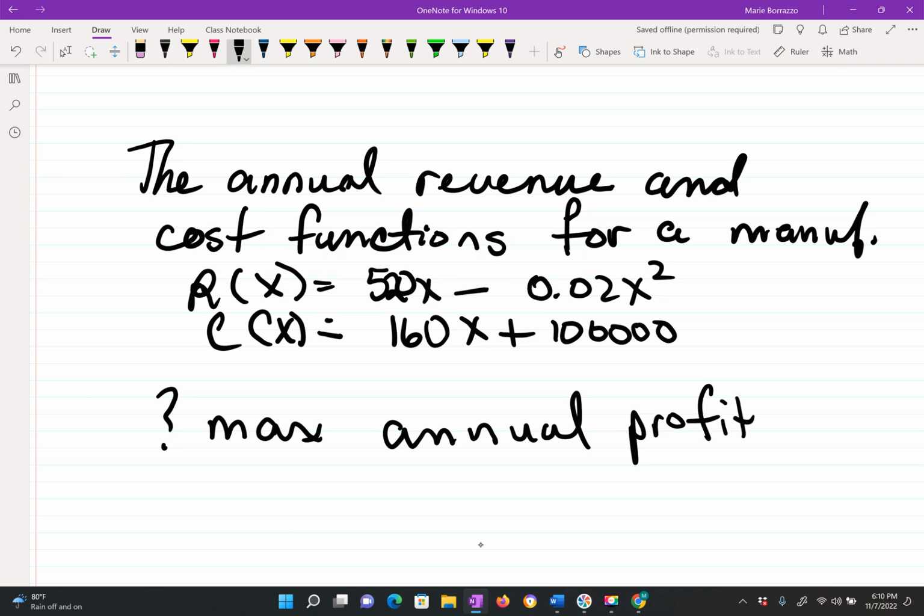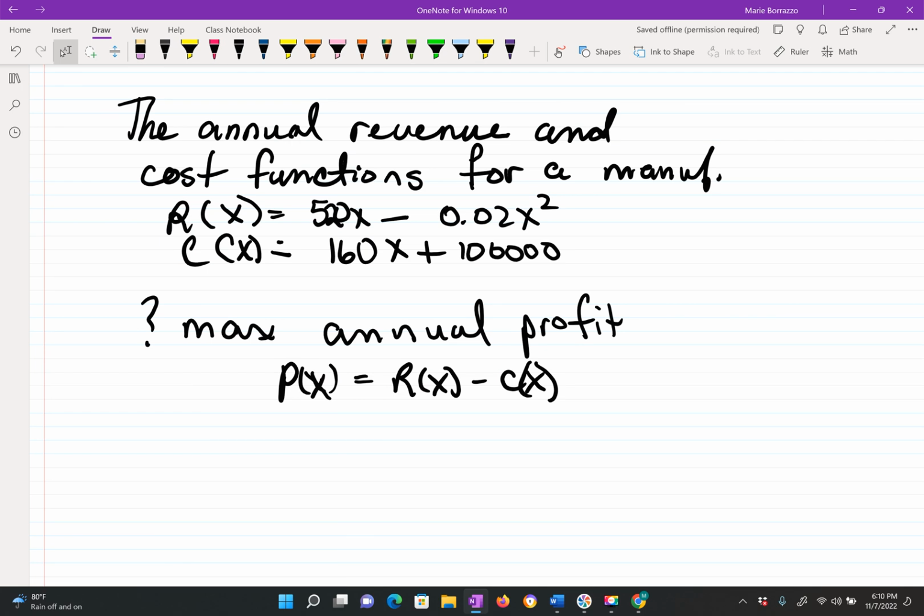Again, you have to go back to your formula, P of x, which is R of x minus C of x. See if you can follow the instructions on the previous question and see if you can answer this. Go ahead, and actually, I'm going to give you the answer just in case we got thrown out. You should end up with 1,520,000 as your max profit.